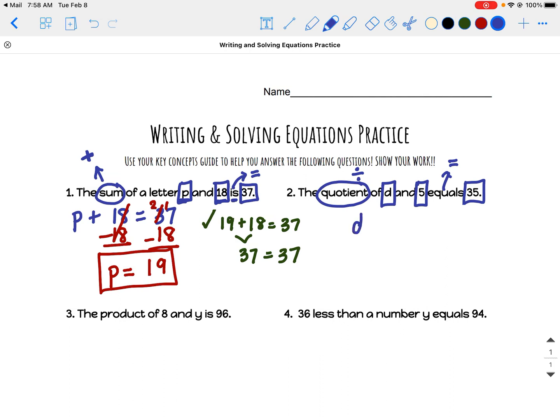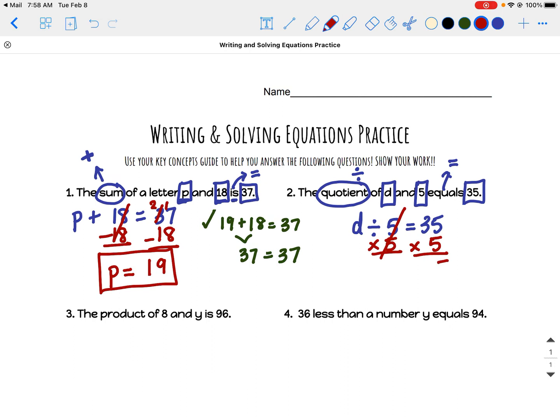So make sure you're putting it in the correct order. We have D divided by 5, the quotient of D and 5, right? Put it in that same order, equals 35. All right, once again, inverse operations, we have to do the opposite to get rid of something. So in this case, if we're dividing, we want to do the opposite. What's the opposite of dividing? It's multiplying, and those will cancel each other out when I do the opposite. And I'm going to multiply by 5.